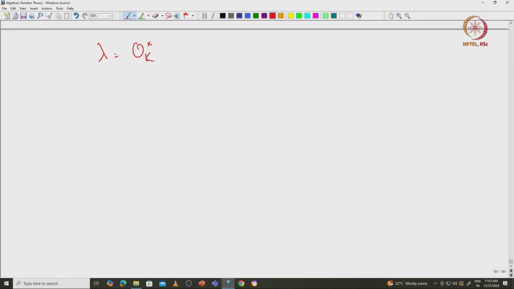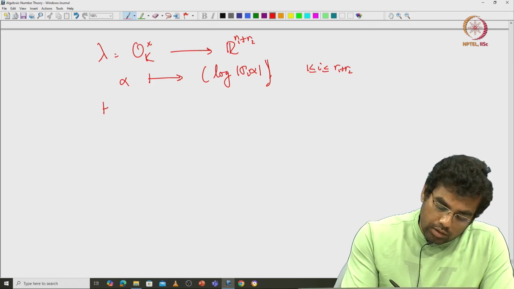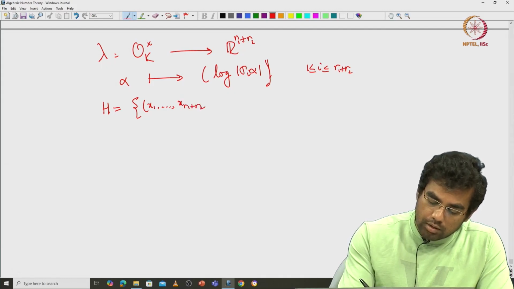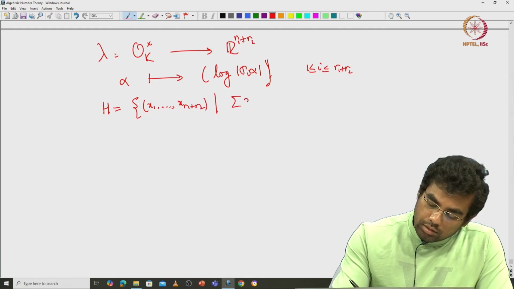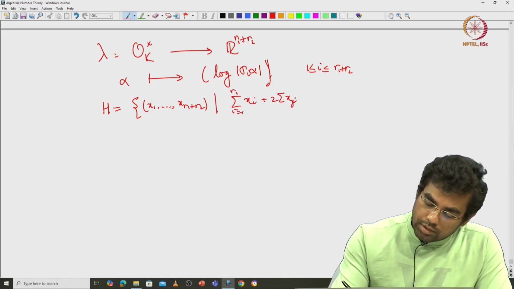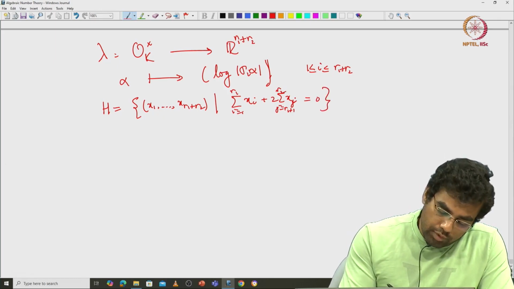And to prove that, we started by defining Dirichlet's regulator map lambda from O_K cross to R to the r1 plus r2, which sends alpha to log of mod of sigma i alpha, where the sigma i's are real as well as complex places of K. And we showed that the image of lambda is contained in this particular hyperplane H, which is given by the following linear equation: the summation of x_i plus 2 times the summation of x_j, with i going from 1 to r1 and j going from r1 plus 1 to r1 plus r2, is equal to 0. And we proved the following things.